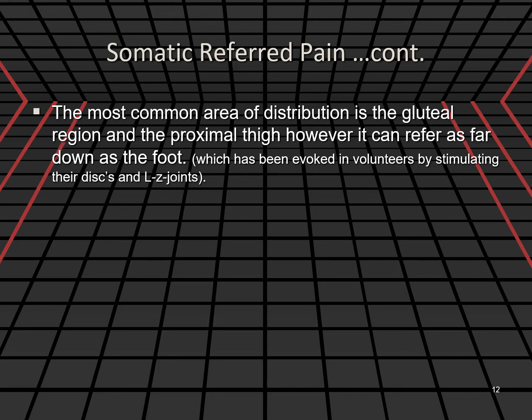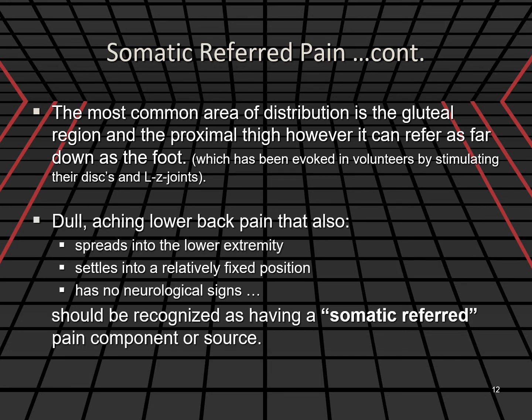You might think you have a sciatic case, but there's a really simple way to differentiate, and that's basically by using the straight leg raise, which stimulates nerve roots, typically does not stimulate nociceptive beds in the soft tissue structures of the lumbar spine. So dull aching lower back pain that also spreads into the lower extremities, settles into a relatively fixed position, and has no neurologic signs. That is so important. No neurologic signs should be recognized as somatic referred pain.